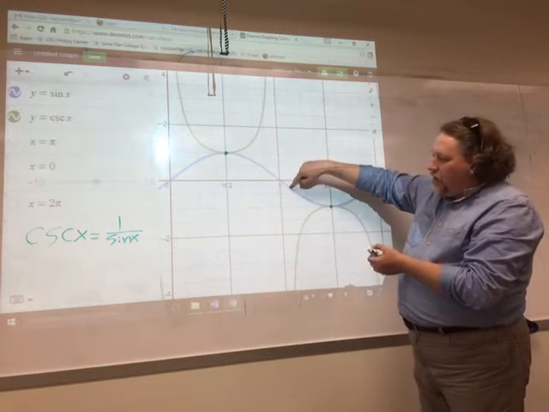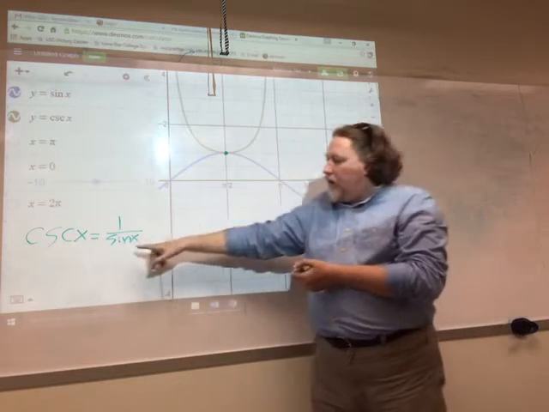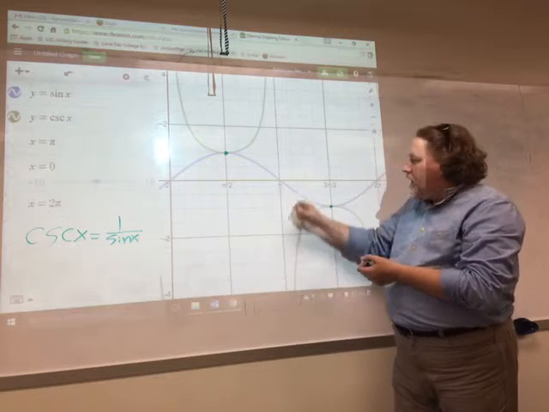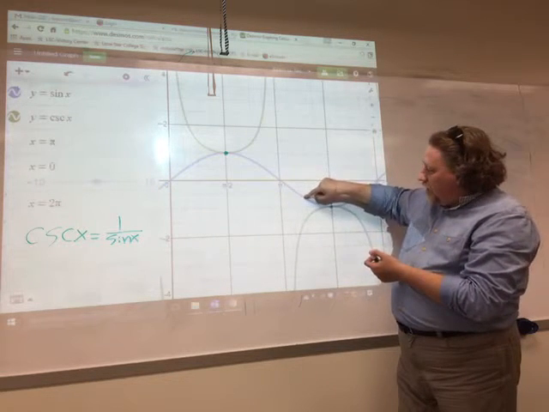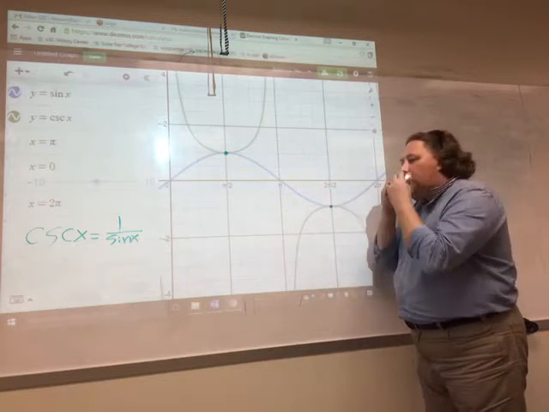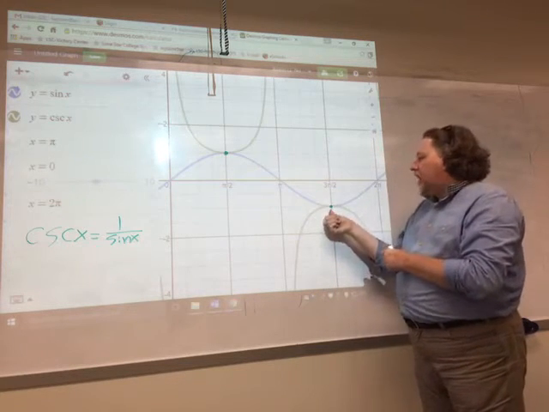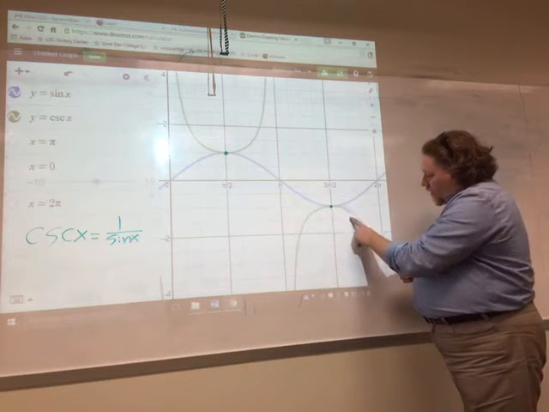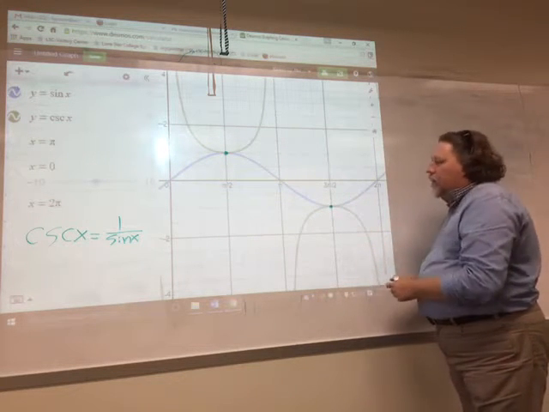And then when sine is negative, well, 1 over a negative is a negative, so now cosecant is suddenly negative. And as sine gets lower and lower and lower, cosecant gets higher and higher and higher in magnitude. And then right here again, they kiss just for a moment right there at 3 pi over 2, -1. And then they start heading back down again.